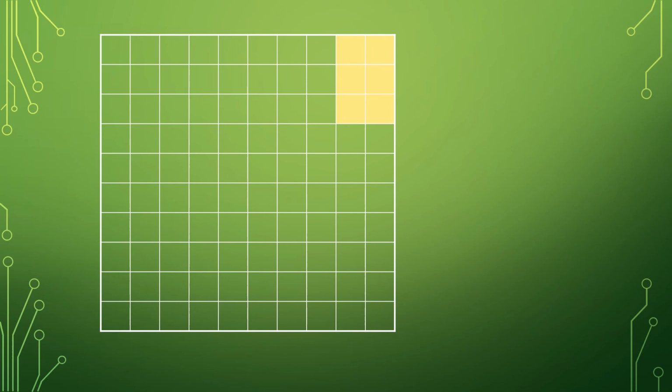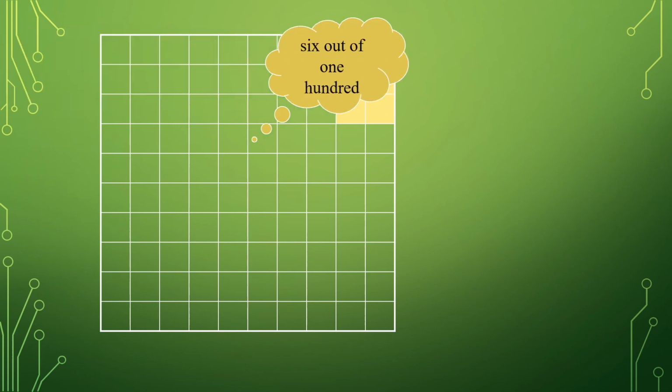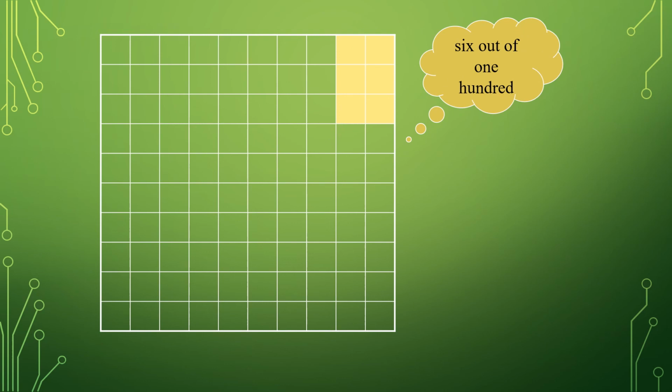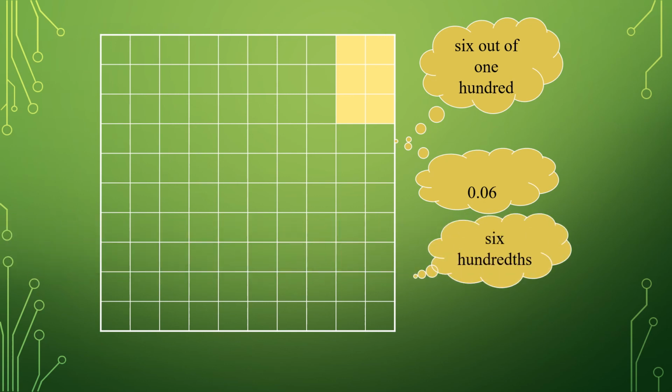Here comes the last one, again a 10 by 10 grid, out of which only 6 parts are shaded. So 6 out of 100 can be written as 0.06, or the number name is 6 hundredths or 6 over 100. I hope it is clear to you all.